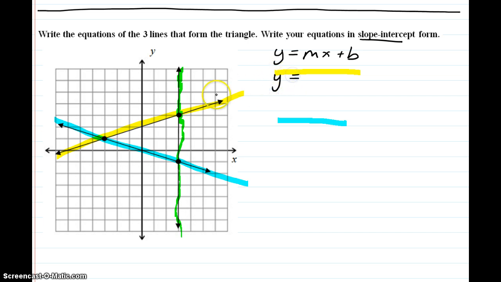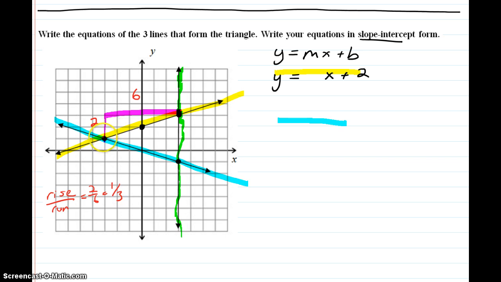So for the yellow line, we want to figure out where it touches the y. So it touches right here. And so it's going to be plus 2. Going to have the x, and so now we need to find out the slope. Well, to figure out the slope, all we need to do is go between 2 points. We're going to figure out how much we rise, how much we run. So you can see that we went up 2 over 6. And so our rise over run is 2 over 6, which reduces to 1 over 3.